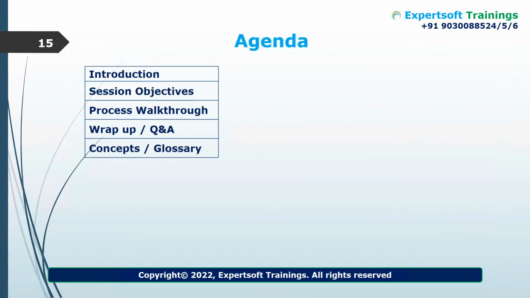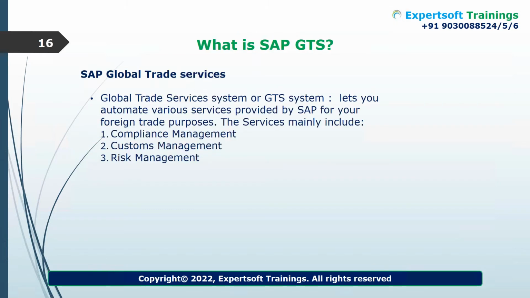Okay. So let's step into SAP Global Trade Services. We have this agenda where we'll have introduction, session objectives, process walkthrough, and so, starting off, what is GTS? GTS is nothing but the Global Trade Services system. It lets you automate various services provided by SAP for your foreign trade purposes. The main services include customs, compliance, and risk. We have another module, which is electronic compliance reporting, also known as Intrastat, which we'll be covering as well.